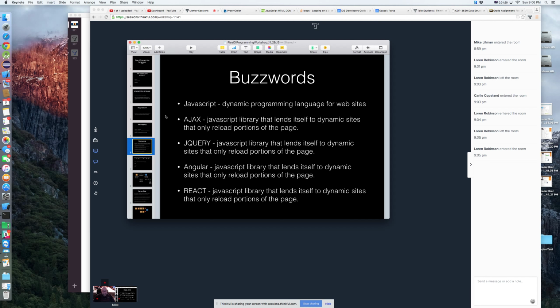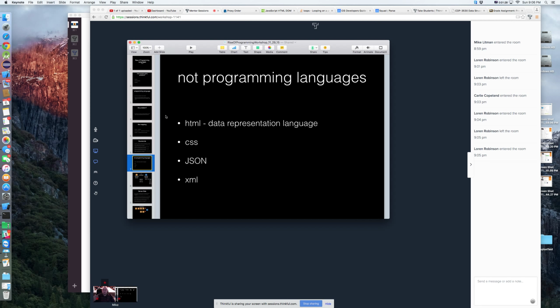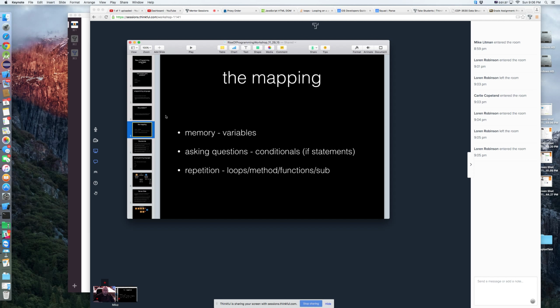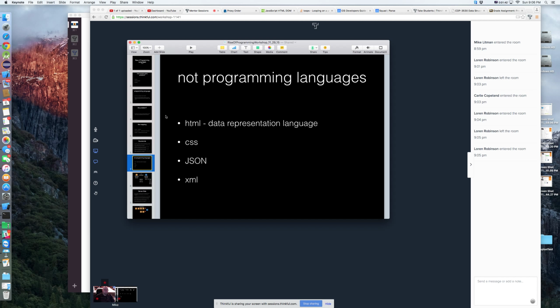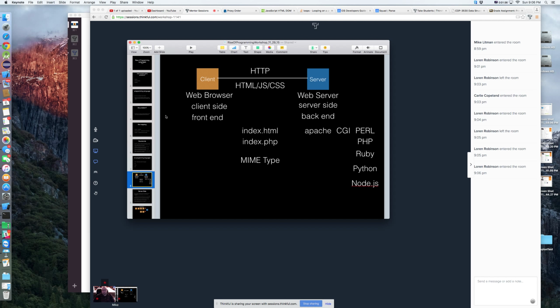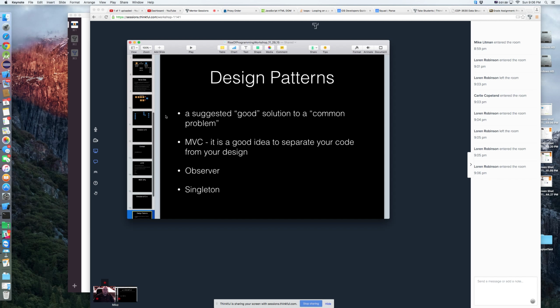This is front-end web dynamic programming that, starting with Ajax on, allows parts of a website to reload without the entire page reloading. We talked about things that are not programming languages, not that they're crappy or anything, just these don't match this model of supporting variables, conditionals, or repetition. Instead, these are data representation languages for modeling what a web page looks like and this kind of stuff. JSON and XML specifically are tools that computer programs use to send information back and forth with each other, and that was something we talked about afterwards.